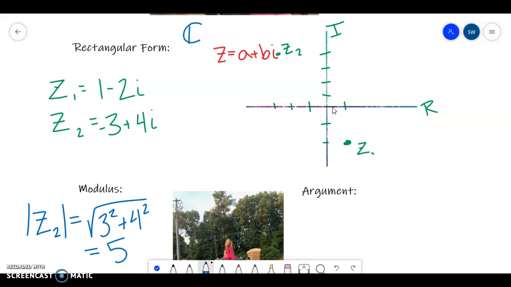Now, argument. That doesn't have a special symbol usually besides maybe just theta. It just means the angle. Sometimes it's written as arg of something. So we'll do the argument of Z1. Z1 is here, so we want the angle. It's just like trig. You've done this 100 times. We want the angle made from the positive x-axis.